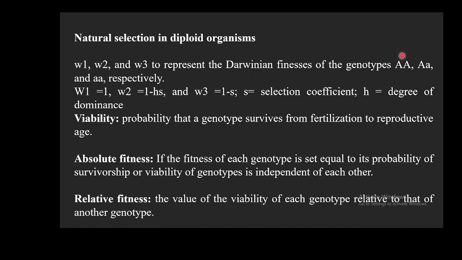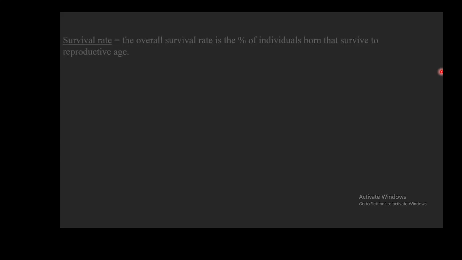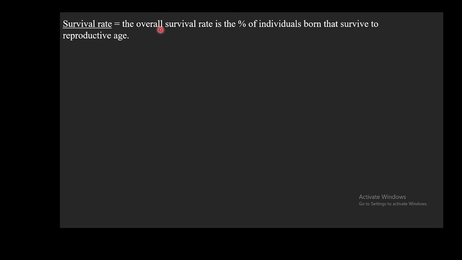Relative fitness is when you are comparing this particular AA with Aa or aa, so the value of the viability of each genotype relative to another genotype. So here you can compare this dominant genotype with the recessive genotype, or the dominant genotype with the heterozygous genotype, like that. This is how fit a particular genotype is in comparison to the other genotype. So this is the survival rate. The overall survival rate is the percentage of individuals born that survive to reproductive age. Because if you know there is a survival, it means they should survive after the reproduction, till the reproductive age or after the fertilization.